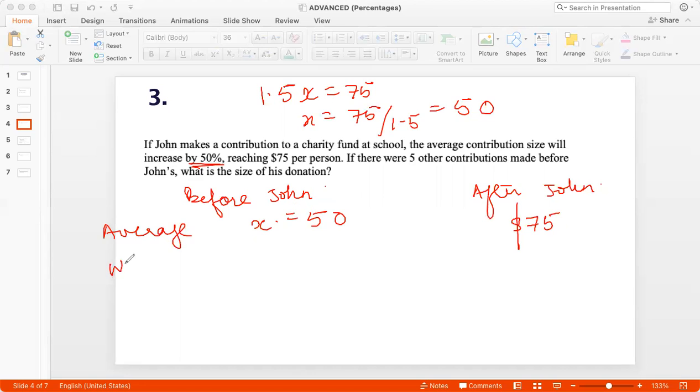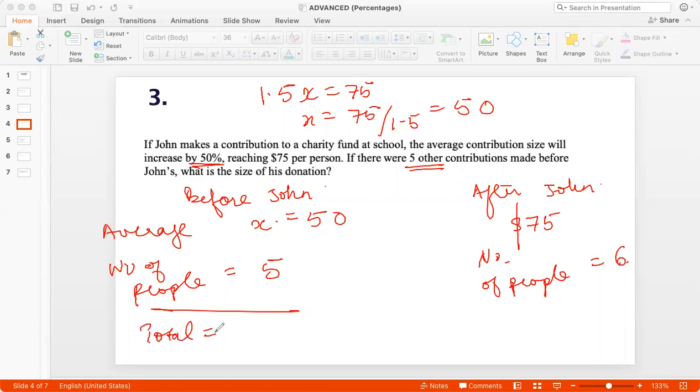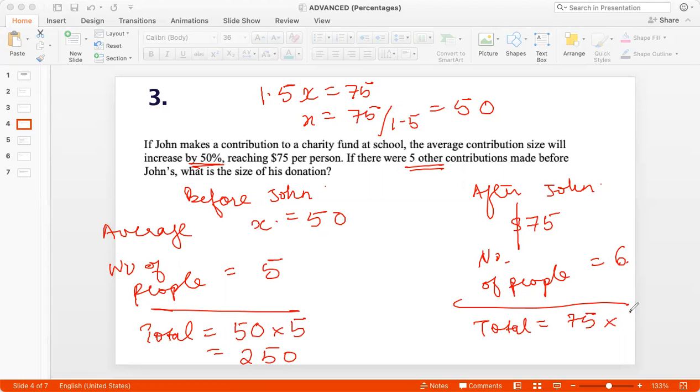Now, the number of people before John came was 5. There were 5 other people. And once John contributed, the number of people becomes 6, 5 plus 1. So what is the total contribution before John? That will be average times number of people. So that's 50 times 5, so that's 250. And the total contribution with John included would be average times number of people. So that's 75 times 6, which is 450, right?